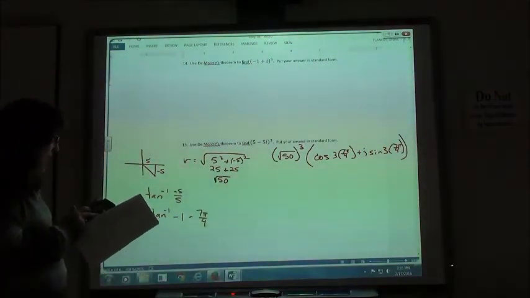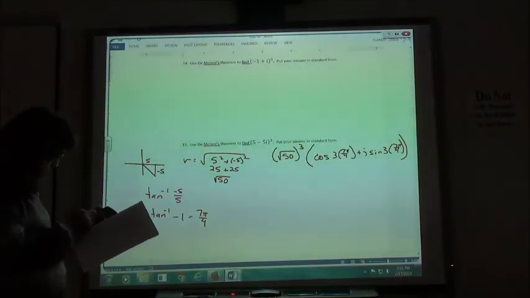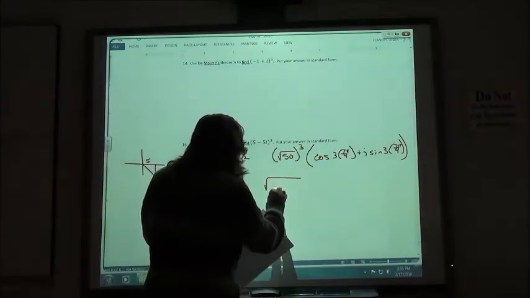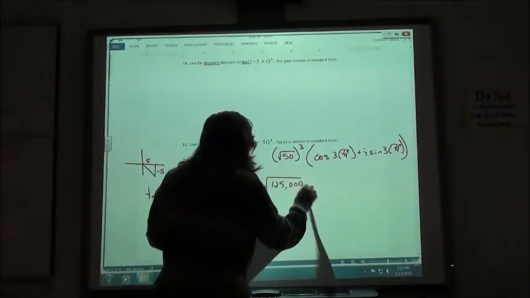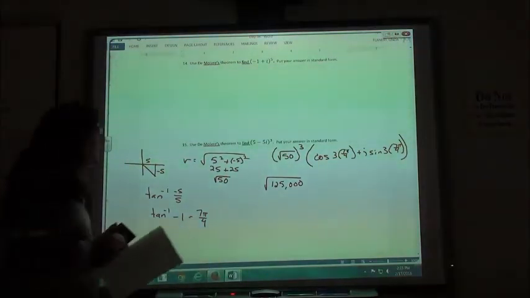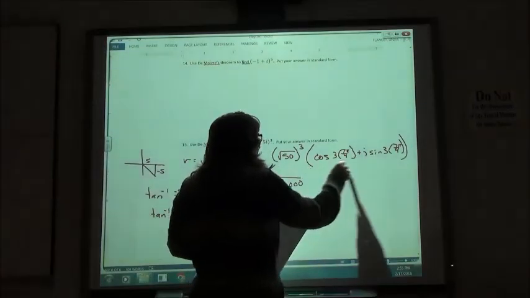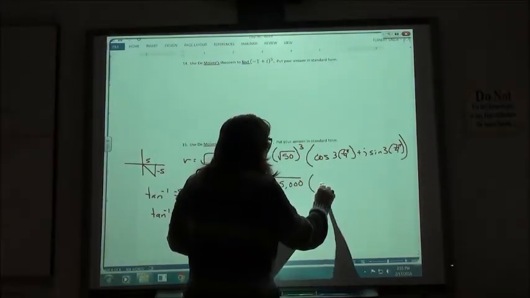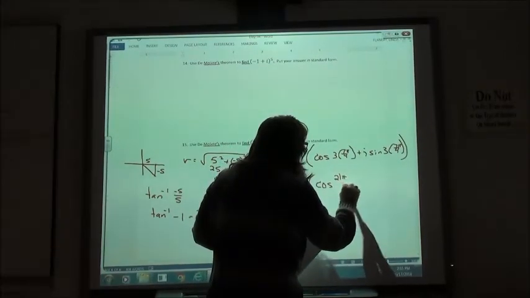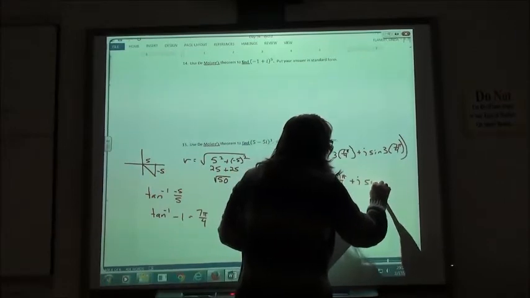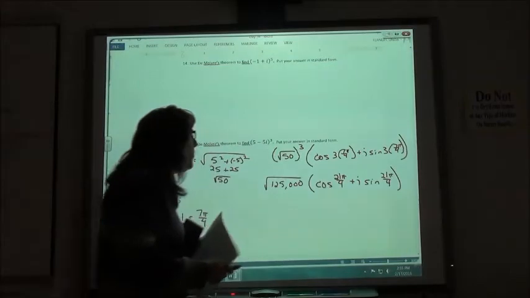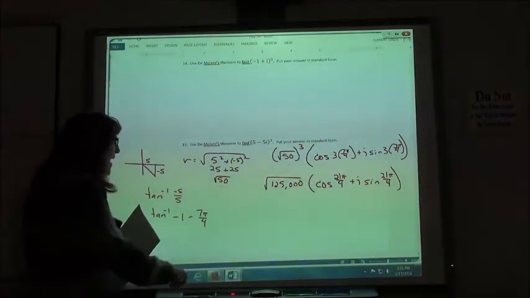So, if I take 50 to the third power, I'm going to have the square root of 125,000. Maybe I should simplify that, but I'll wait and see if I need to. Here, I'm going to do my cosine. Again, I can't cancel, so I'm going to get 21 pi over 4 plus I sine of 21 pi over 4. Again, that's bigger than 2 pi, so I'm going to figure out what my equivalent angle is.